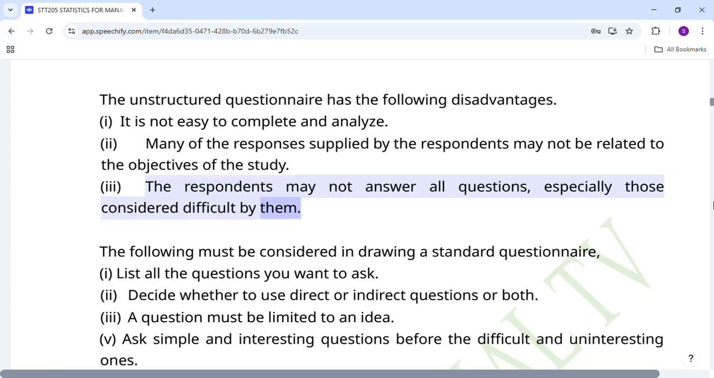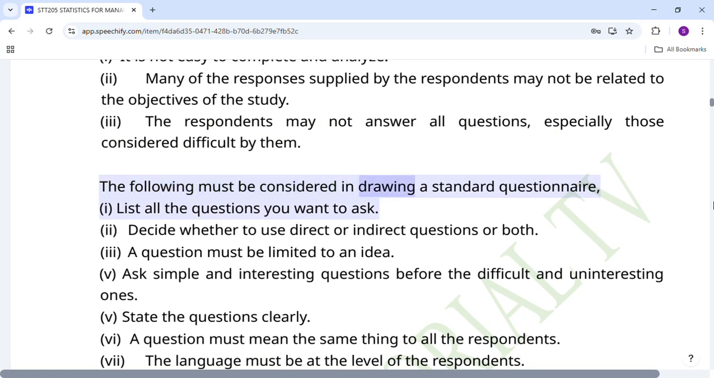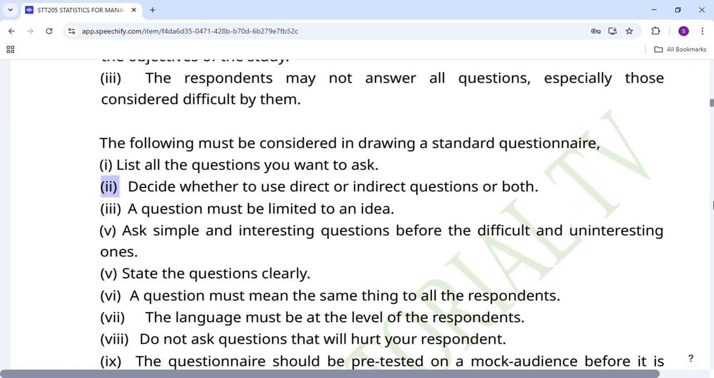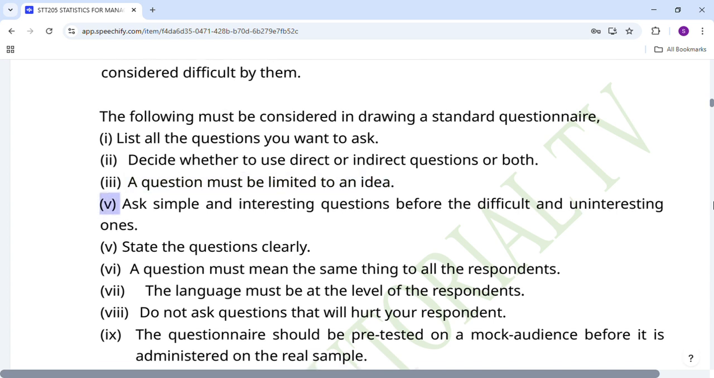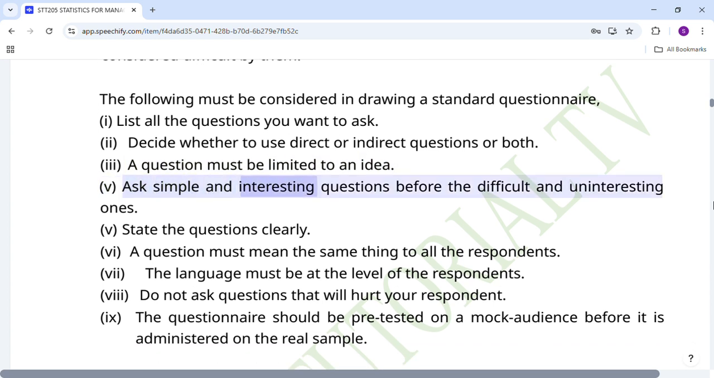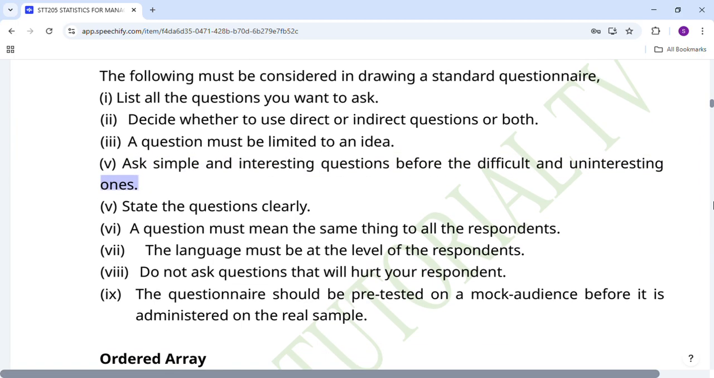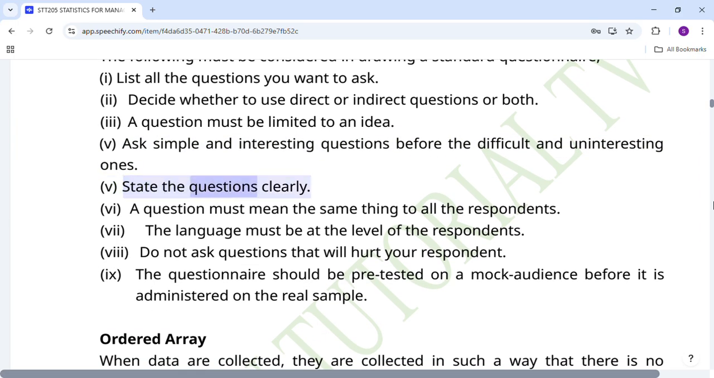The following must be considered in drawing a standard questionnaire. 1. List all the questions you want to ask. 2. Decide whether to use direct or indirect questions or both. 3. A question must be limited to an idea. 4. Ask simple and interesting questions before the difficult and uninteresting ones. 5. State the questions clearly.